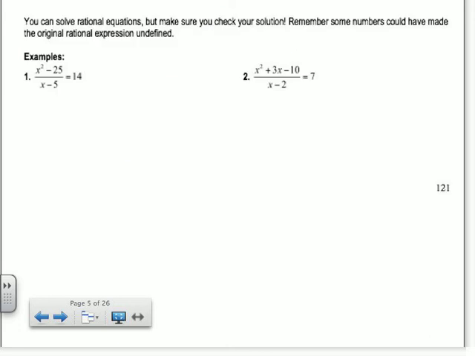Okay, it says you can solve rational equations, but make sure you check your solution. Remember, some numbers could have made the original rational expression undefined. Okay, so there's 2 ways to do this. So you can wait until I write the shortcut if you want, but here's the long way. Your long way is taking the x minus 5 and multiplying it over with the 14. So when you do that, you get x squared minus 25 equals 14 times x minus 5, which multiplies out, so you get 14x minus 70.